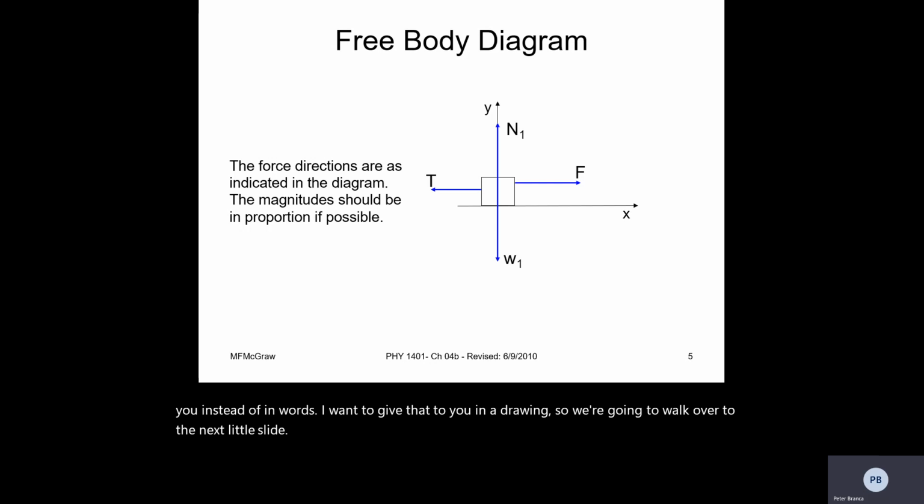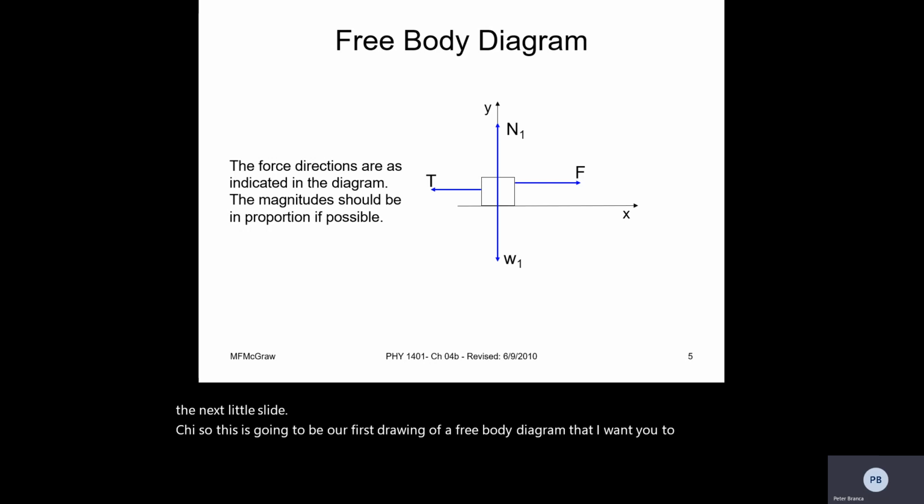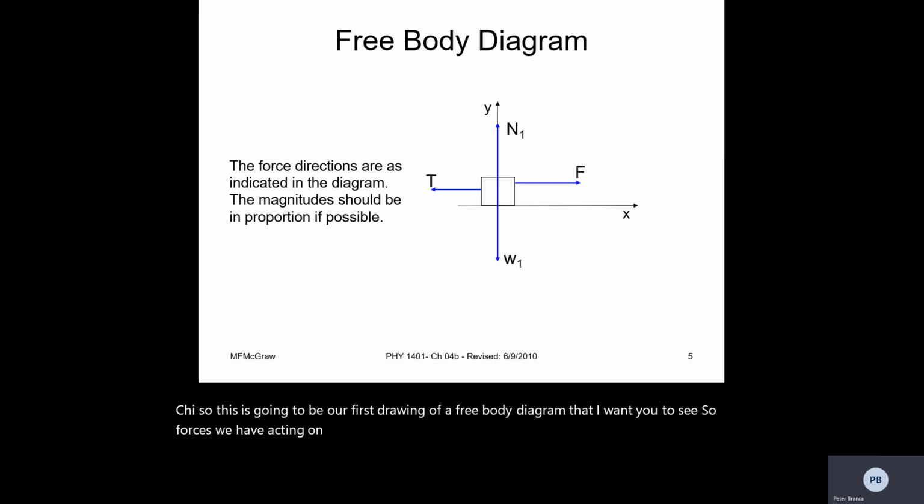Okay, so this is going to be our first drawing of a free body diagram that I want you to see. So forces we have acting on an object. Picture this object just sitting on a table and there's a string attached to it pulling it to the left. So object sitting on the table, it's getting pulled to the left. There's going to be 4 forces acting on it. You have force gravity acting down. You could also think of that as weight.